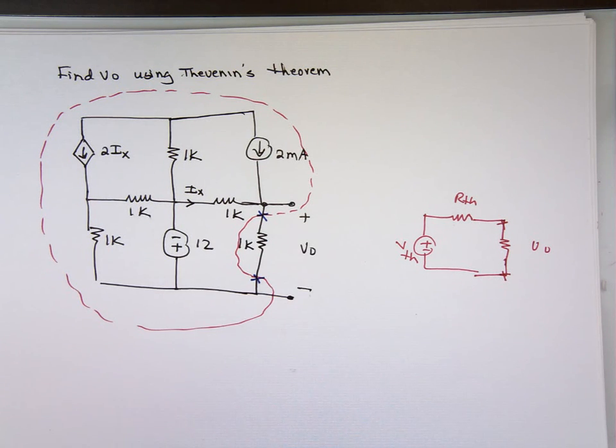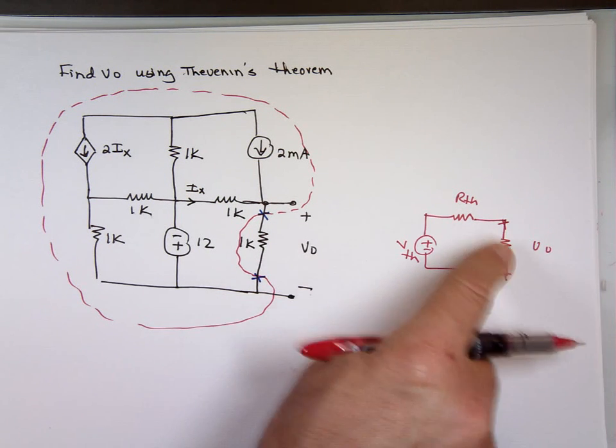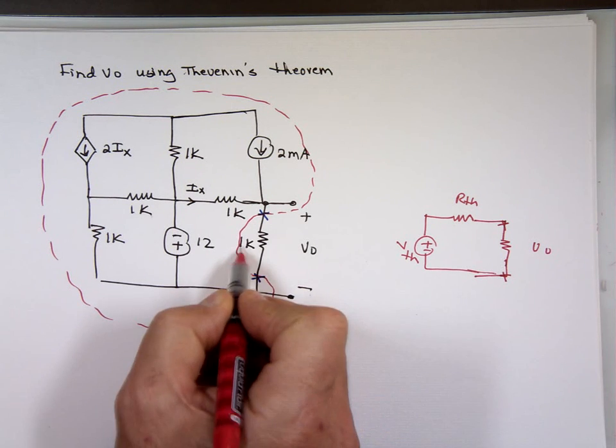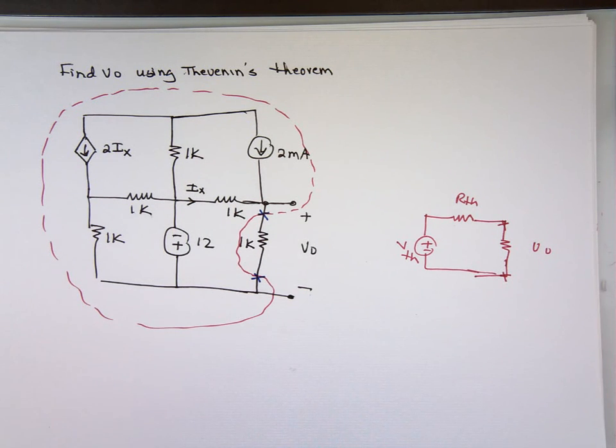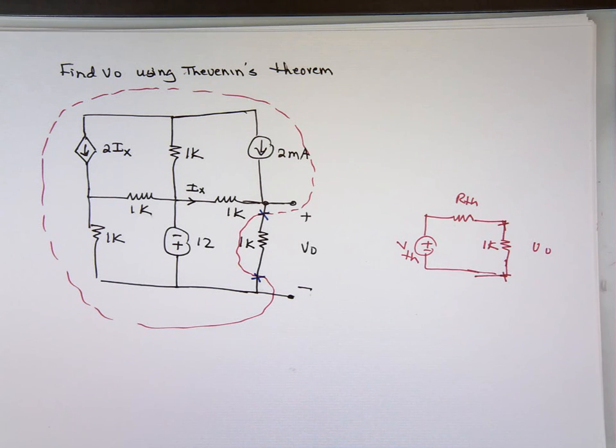I'm going to replace what you see in red there with one source called V Thevenin and one resistor R Thevenin, and it's going to be connected right there. And the R load, trying to find V out, that's the 1K, is right there. The right circuit? Yeah, that's the right circuit. Okay.